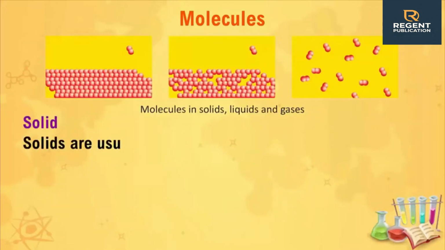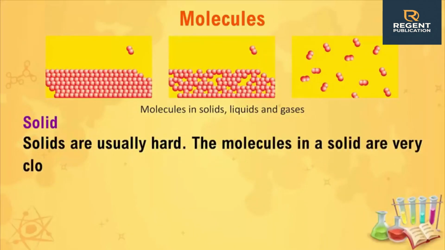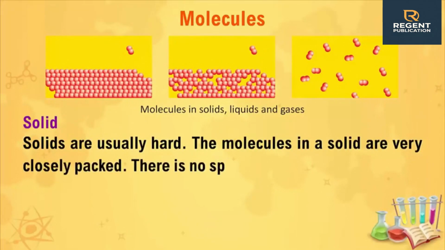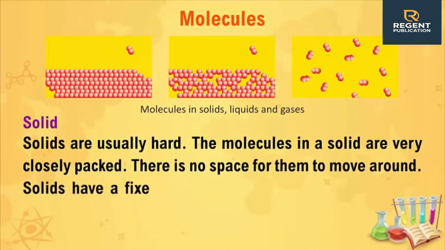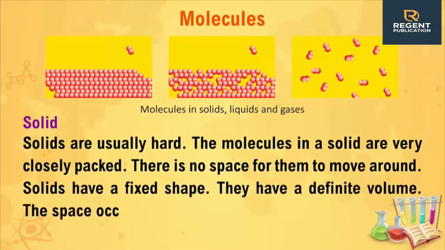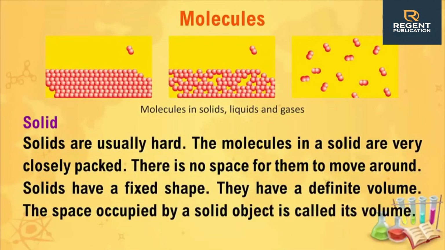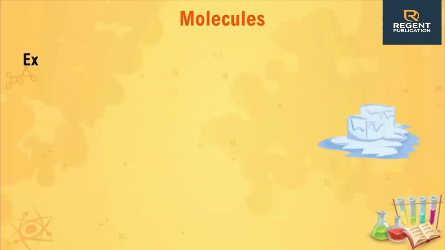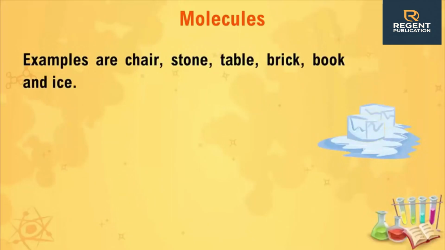Solids. Solids are usually hard. The molecules in a solid are very closely packed. There is no space for them to move around. Solids have a fixed shape. They have a definite volume. The space occupied by a solid object is called its volume. Examples are chair, stone, table, brick, book, and ice.